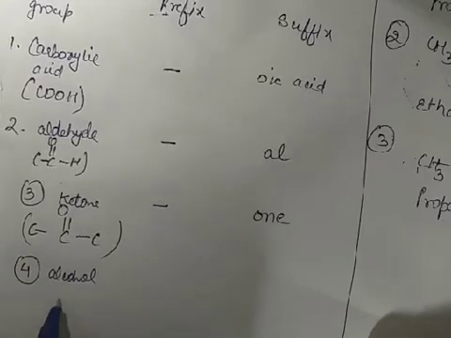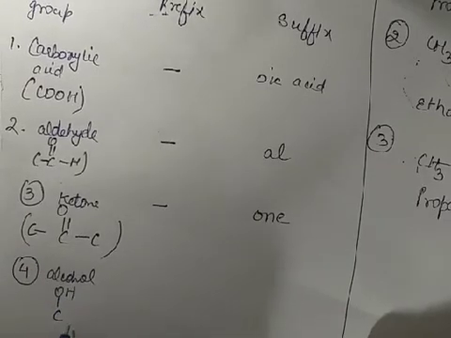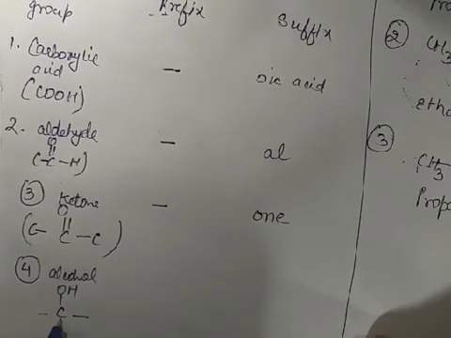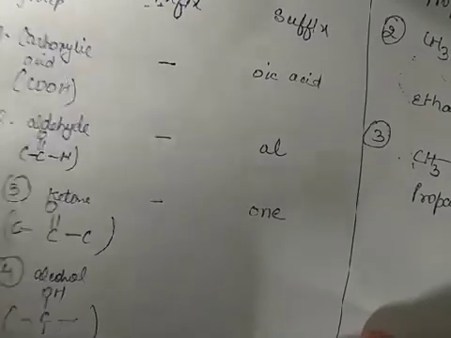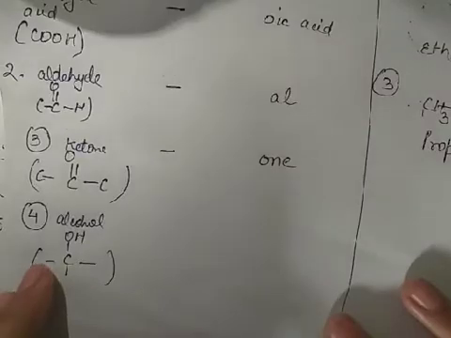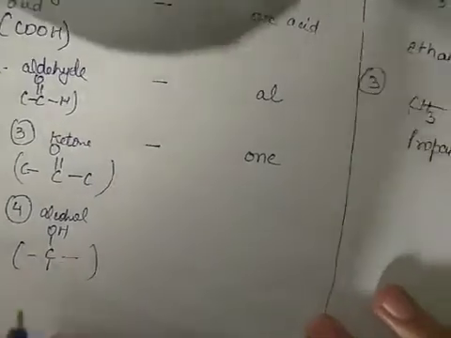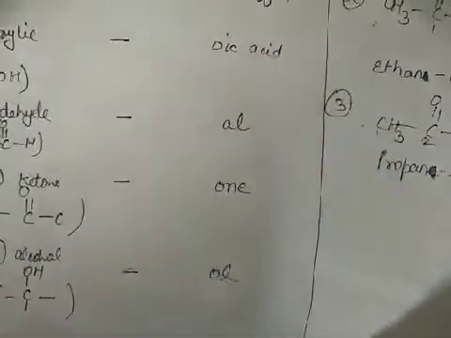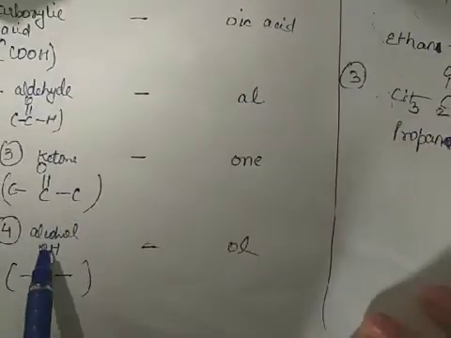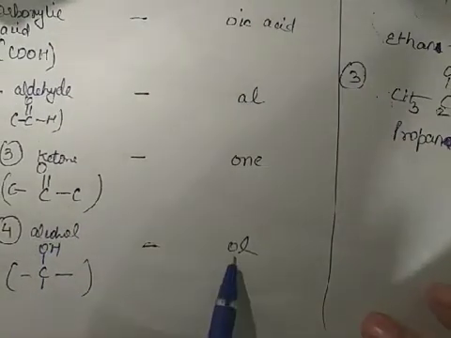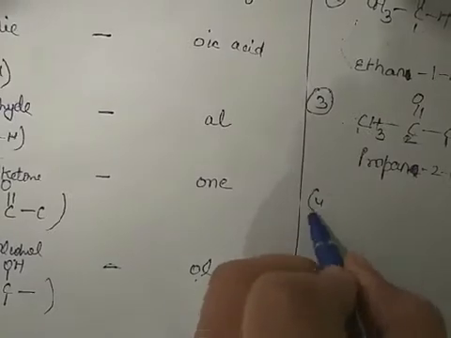Alcohols are C single bond OH. Rest all should be bonded. Any, it can form a bond with any other species, with hydrogen, with carbon, with any other element. Again, its prefix is not there in your syllabus. Its suffix is -ol. What is the difference from aldehyde? Aldehyde has suffix -al. Alcohol has suffix -ol. Correct?